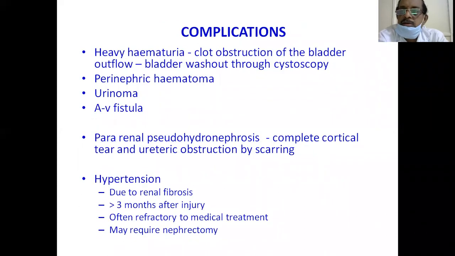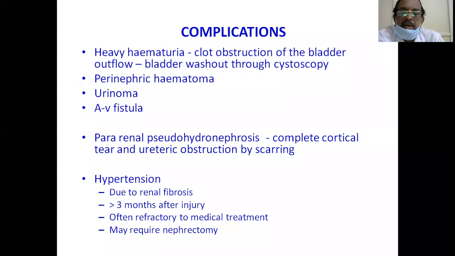But there can be some complications of renal injury also. Initial hematuria is followed, due to clot dislodgement, by heavy hematuria, and there can be clot obstruction of the bladder outflow. We had one doctor, an ENT professor, who had injury to the kidney, and there was brisk bleeding. We had to do bladder washouts a number of times through cystoscopy to remove the clots coming from the upper tract. So this may sometimes even require a suprapubic cystostomy if there is torrential bleeding.